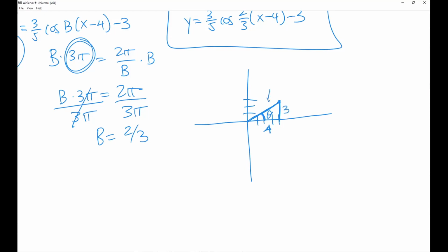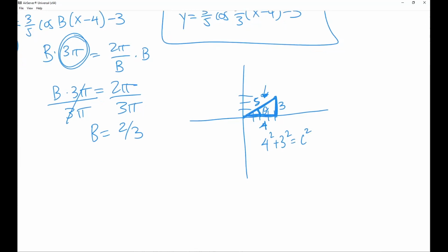How do I get this side right here? How do I get the hypotenuse? This is 3. This is 4. Pythagorean theorem, good. So it'll be 4 squared plus 3 squared is equal to c squared. So this is 5 right here, right?